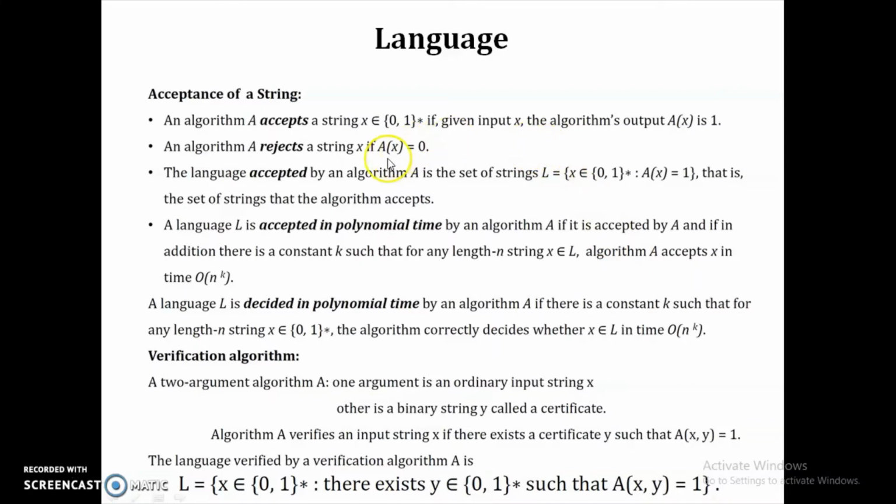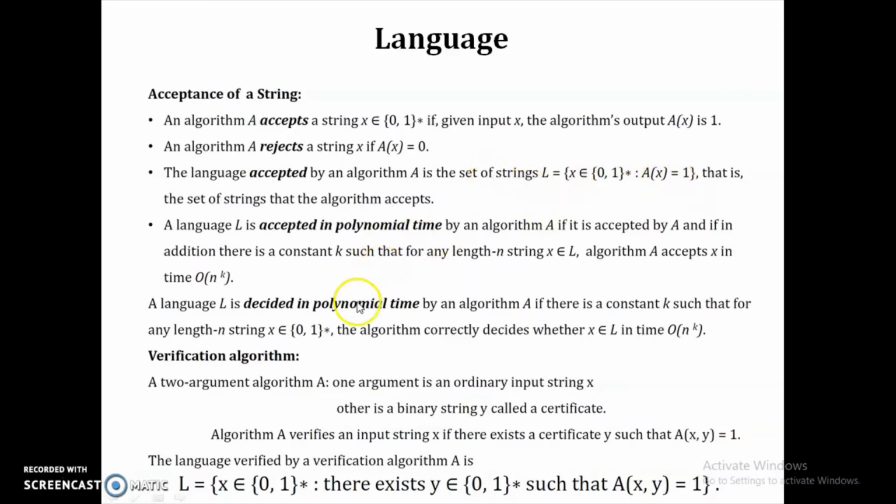If that string is not available in that language, it is not accepted, which means it will reject the string and give the output as 0, right? So the language accepted by an algorithm is the set of strings for which the algorithm outputs 1. For the given example, it will give A(x) = 1. Otherwise, it will give A(x) = 0, right?